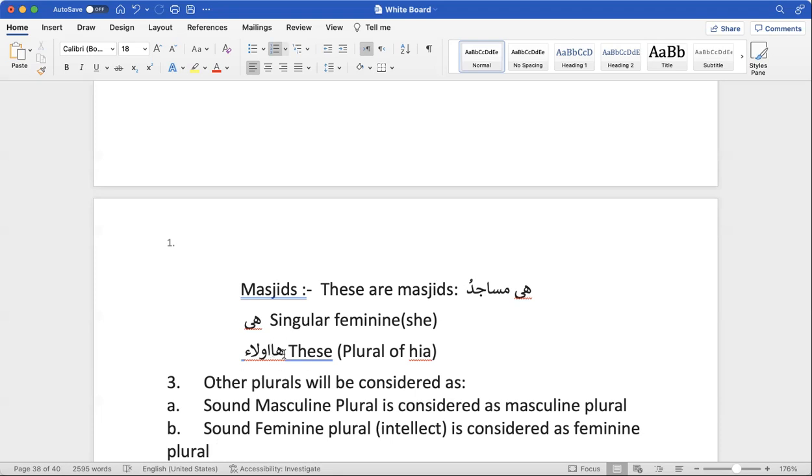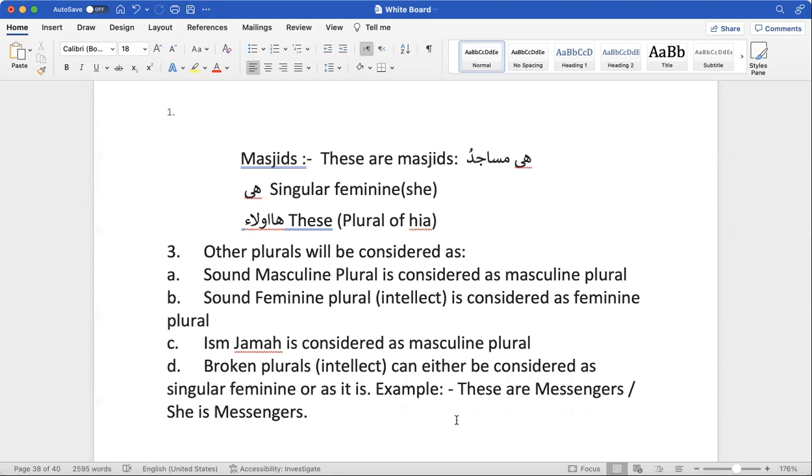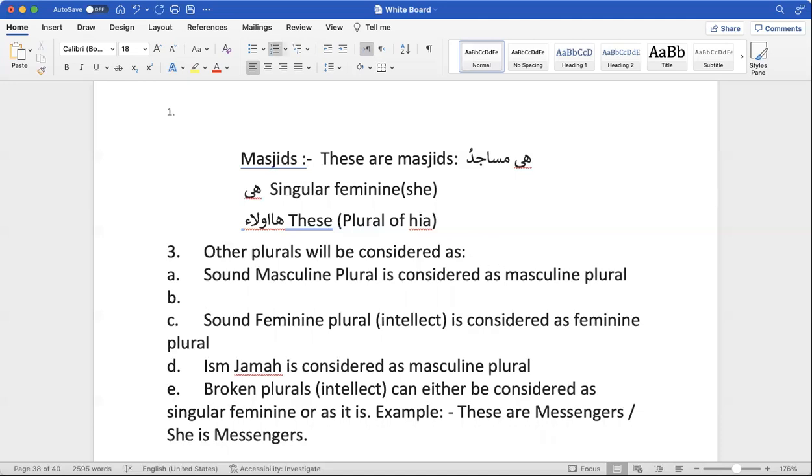Now we are left with other plurals. What are those? Sound masculine plurals ending with una, ina. They will always be considered as masculine plural. For example, if I had to say those are Muslims, let me write it here.